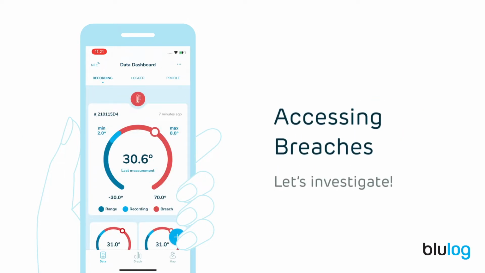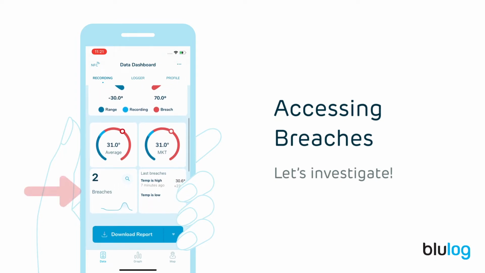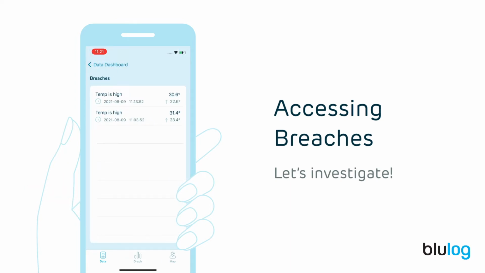In order to access breaches, first make sure you are inside a data dashboard and you have selected a recording tab at the top. Then tap on the breaches box. And now you'll be redirected to the breaches page where you'll be able to see the list of breaches for your logger.